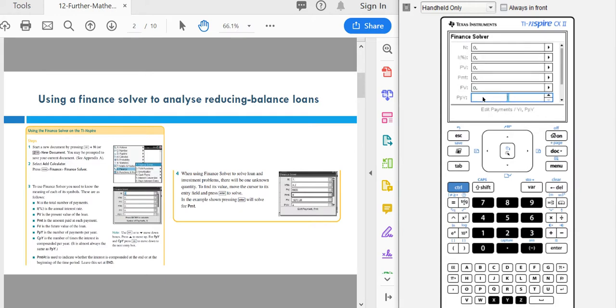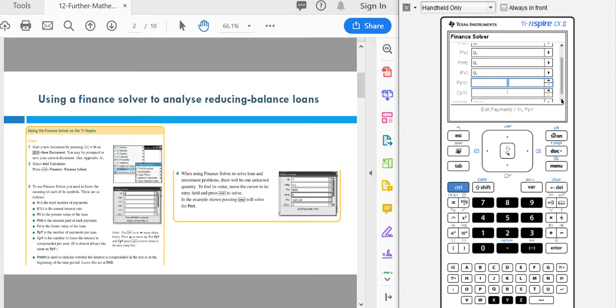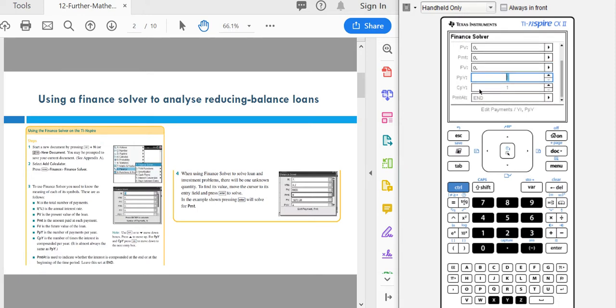PPY is the number of payments per year. Then if you scroll down a little bit, you'll get CPY, which is the number of times that the interest is compounded per year. So if it's compounding monthly, you put 12 in there, etc. We will go through all of this a little bit later on. And that PMTAT at the end, usually we just leave this set as N. What that indicates is whether the interest is compounded at the end or at the beginning of the time period. But 99% of the time we just leave that as it is.